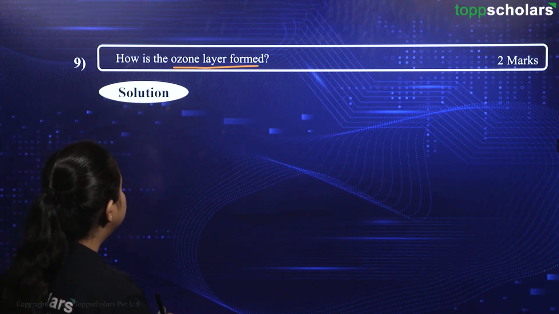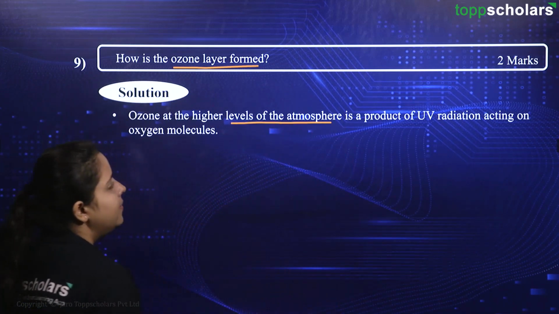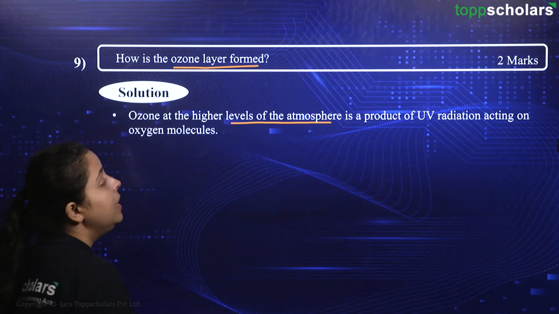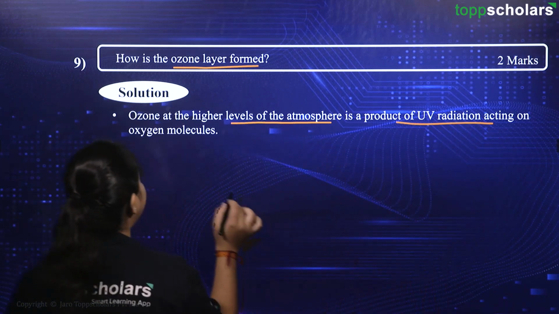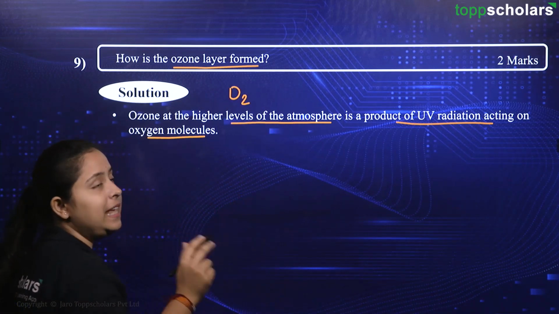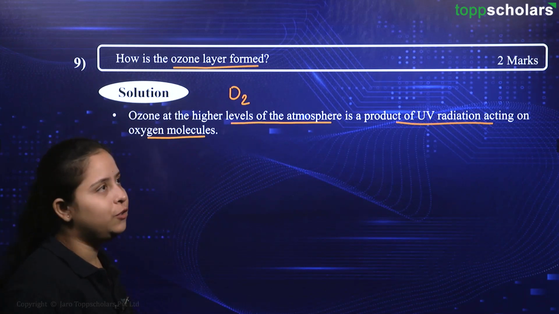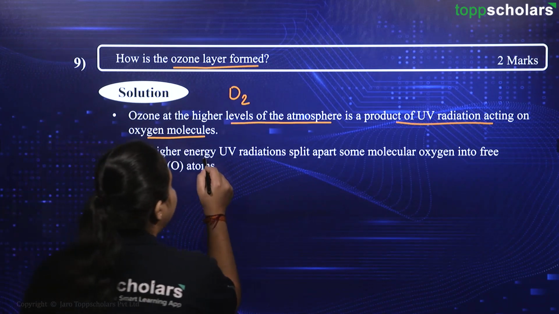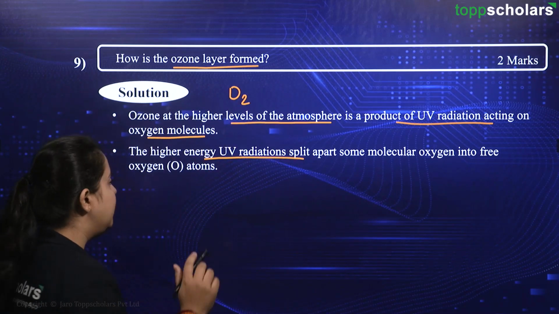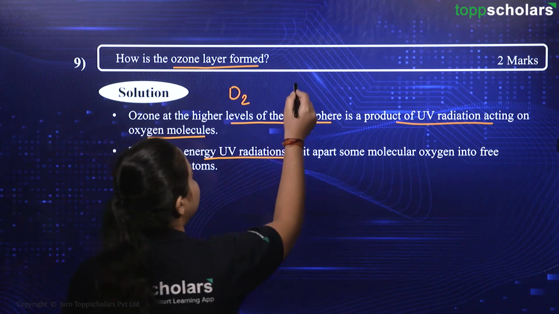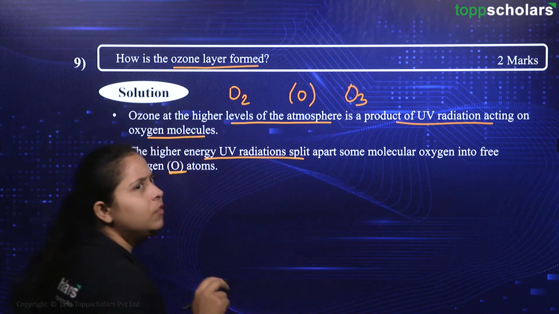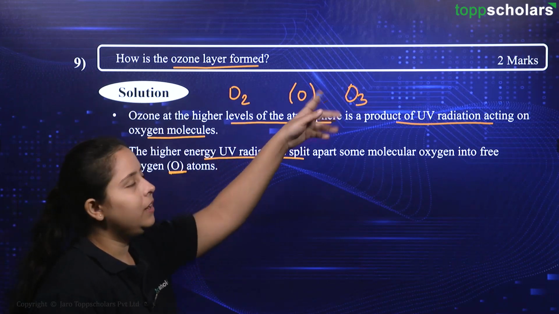Let us go for the solution part. Ozone is present at the higher levels of the atmosphere. Where is it present? Yes, it is present in the stratosphere. We mentioned it earlier in the session. It is a product of UV radiation acting on oxygen molecules. On our earth, we have O2 molecules, and UV radiation is acting on this O2 molecule. Let us see how. The higher energy UV radiations will split apart some molecular oxygen into free oxygen atoms, that is, nascent oxygen atoms. So this is oxygen, this is nascent oxygen, and we need to form O3. What are your guesses? Yes, this will combine and we will have O3.